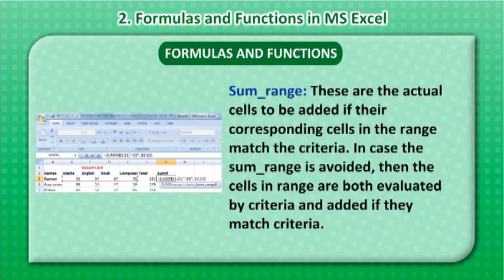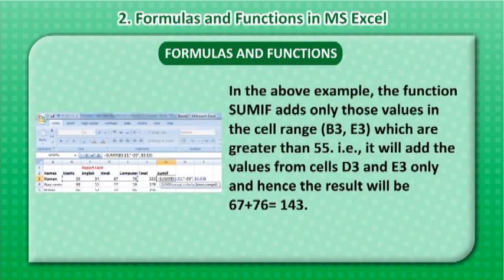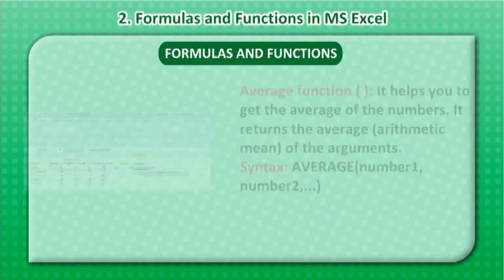Sum range: these are the actual cells to be added if their corresponding cells in the range match the criteria. In case the sum range is omitted, then the cells in range are both evaluated by criteria and added if they match criteria. In the above example, the function SUMIF adds only those values in the cell range B3:E3 which are greater than 55. That is, it will add the values from cells D3 and E3 only, and hence the result will be 67 plus 76 equals 143.